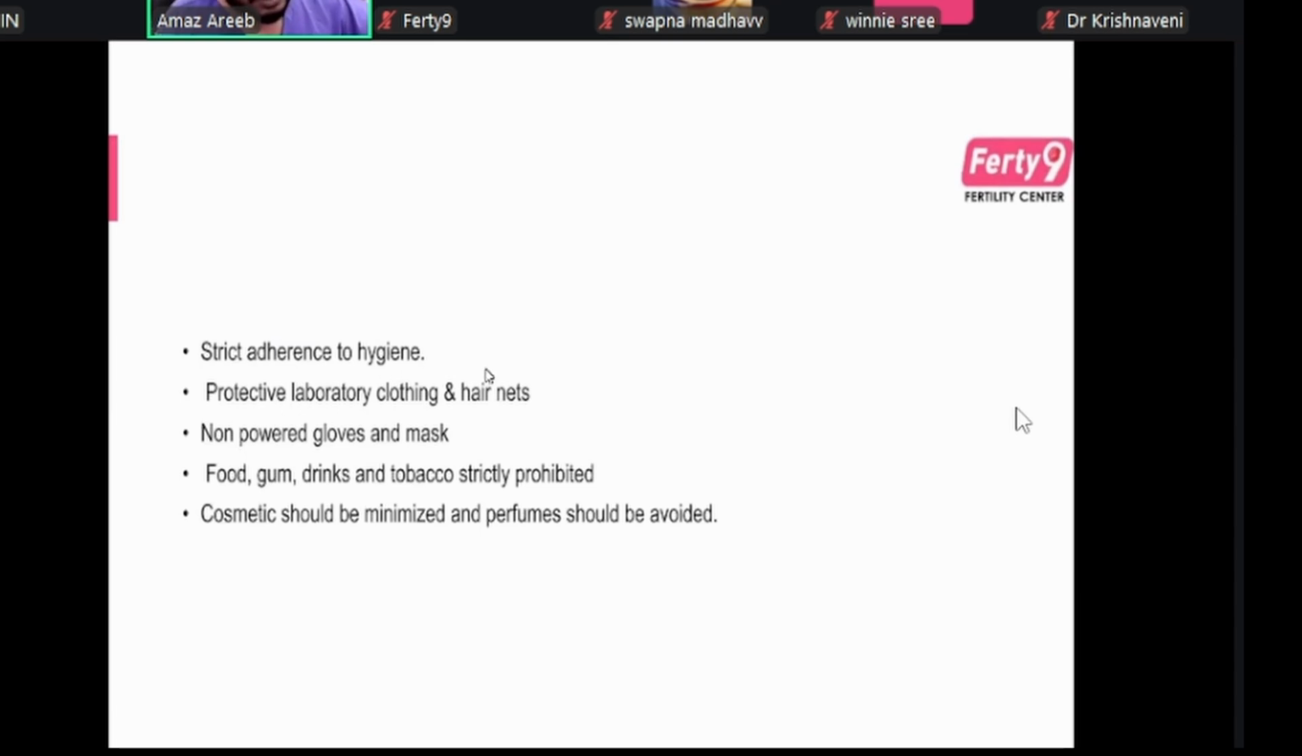Strict adherence to hygiene is very important. Protective laboratory clothing, that is a hairnet, is very important because hair can also carry contamination. As I have told you, non-powdered gloves with minimal latex can also be used, and a mask is mandatory. Food, gum, drink, and tobacco are strictly prohibited inside the laboratory area. Cosmetics should be minimized and perfume should be avoided because it is spermicidal and gametotoxic.